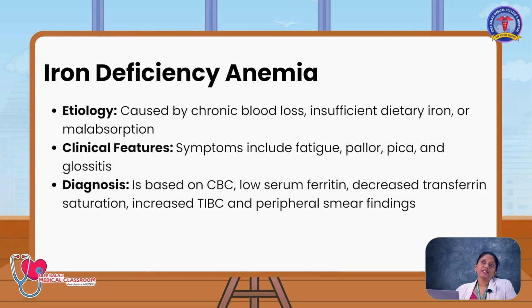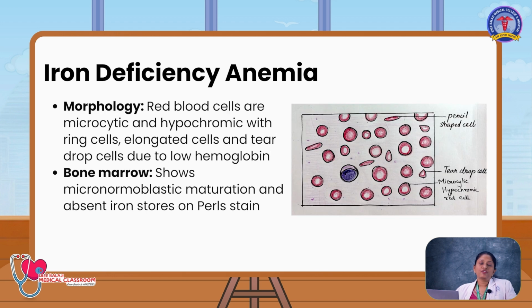So, etiologically it is caused due to chronic blood loss, insufficient dietary iron or malabsorption of iron. These patients generally present with fatigue, pallor, pica and glossitis. Morphologically, in the peripheral blood, what we see are microcytes and also hypochromic cells. Certain cells are ring cells, and we can also see elongated cells like teardrop cells and pencil cells due to the low hemoglobin. There is marked anisopoikilocytosis in the peripheral blood.